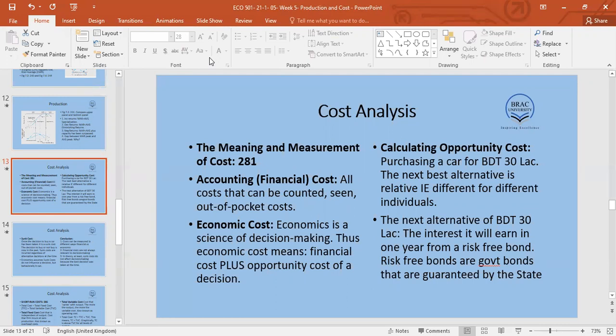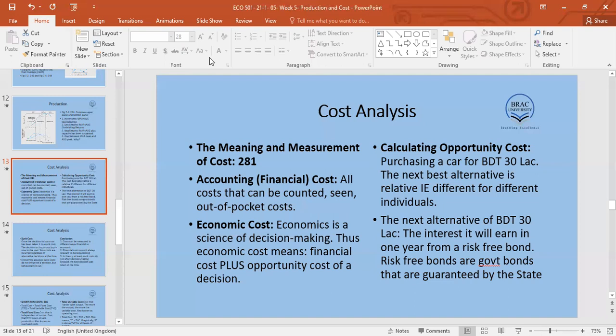Now, let's say I want to purchase a car for say 30 lakh taka. What was the next best alternative relative to what I could have spent on this car? The answer to that is 1,001 options could have been the second best, because the second best to me will not be the same to you. It's a relative answer. So if we want to model it and standardize it, then the second best alternative has to have a universal appeal. How does it have the universal appeal?